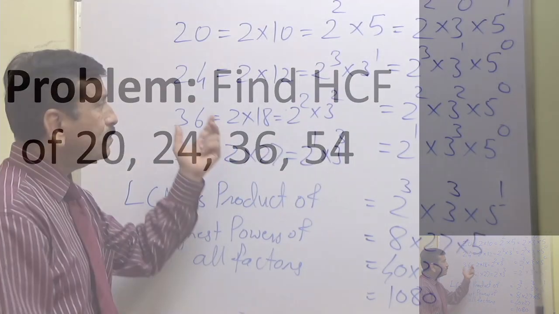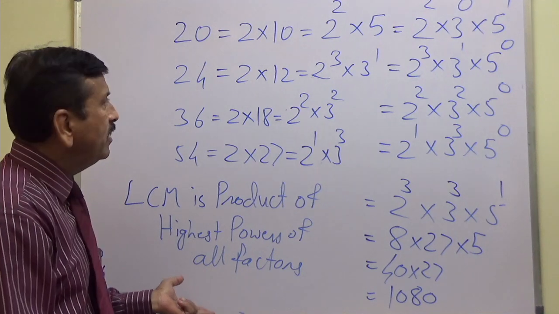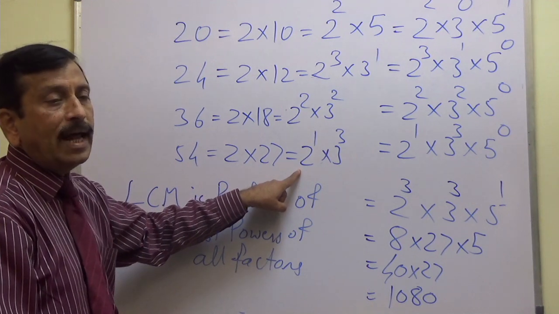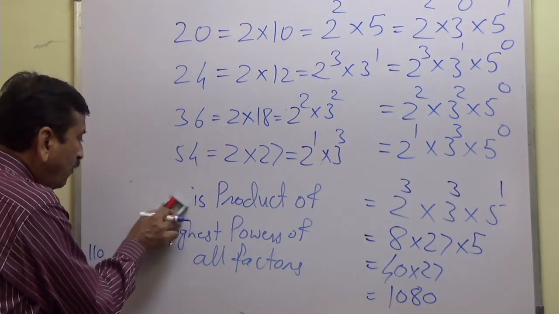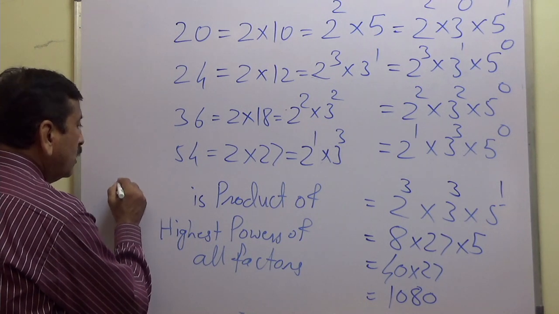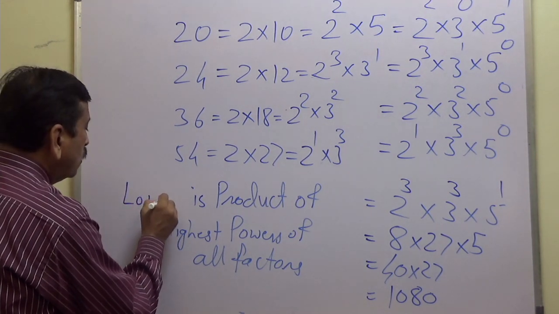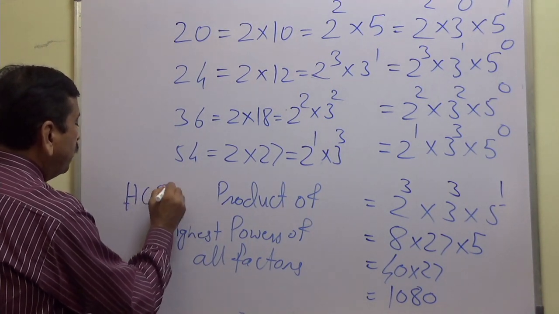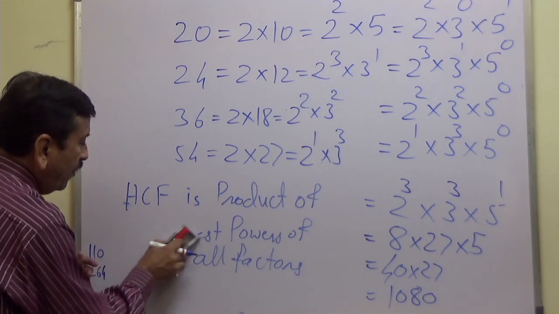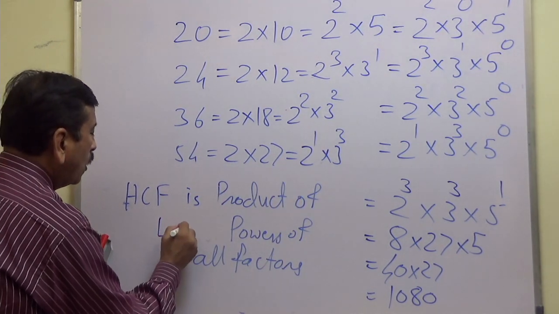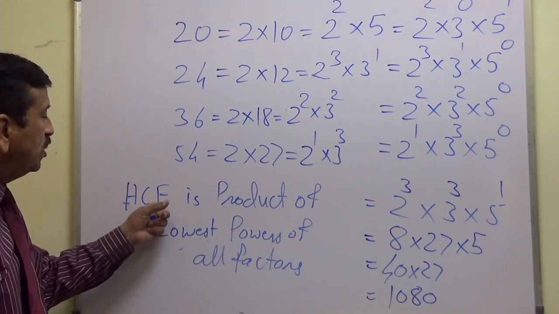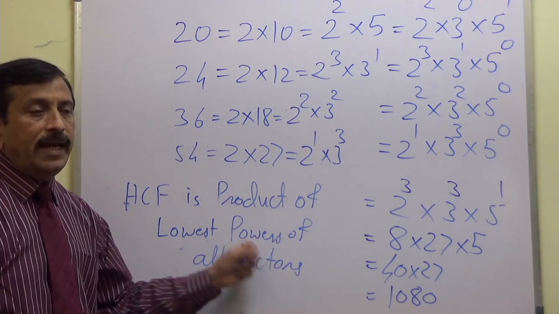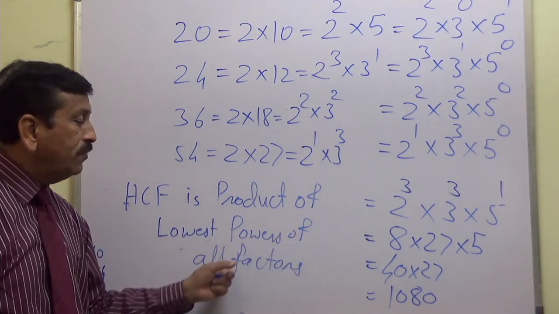Look here. The board already has the entire thing. Factors of 20, 24, 36 and 54 are available here. However, in HCF what happens? In HCF it is the lowest. HCF is the product of, instead of highest, lowest powers of all the factors.